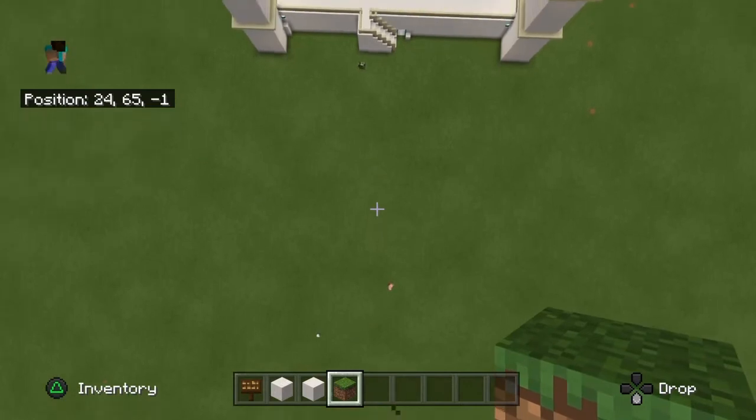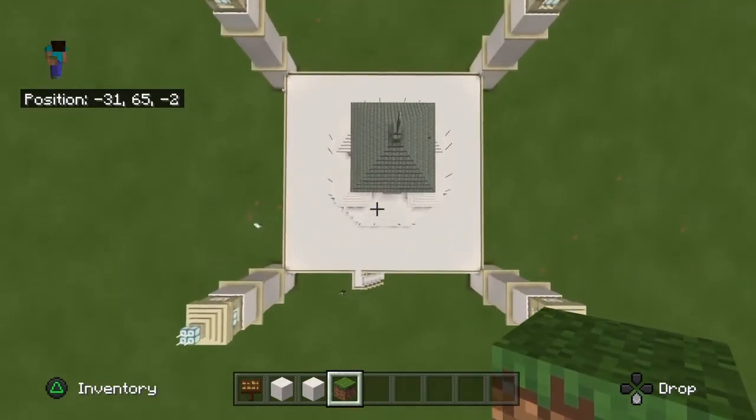Lastly, this is an aerial view of the Taj Mahal, and you can see once more the symmetry in this structure.